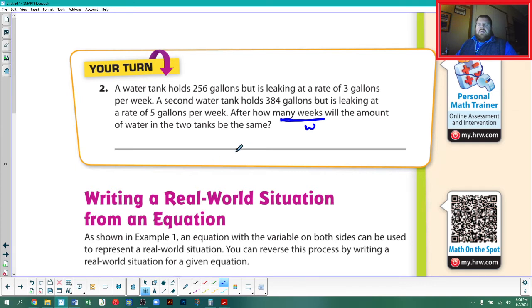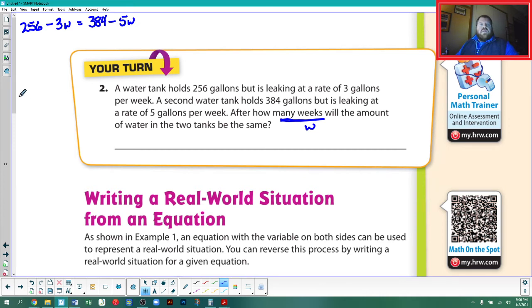So let's use W for a variable. And I love that they give us absolutely no room to do this. Let's try to fit it in up here. So for the first tank, we have 256 gallons, and it's losing 3 gallons per week. The other one is 384 gallons, and it is losing 5 gallons per week.